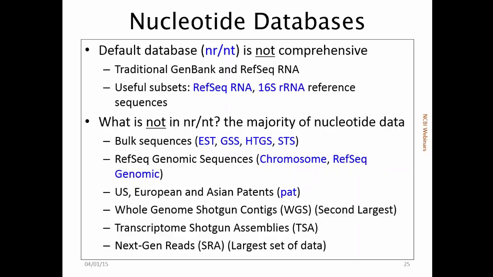And then finally, the transcriptome shotgun assemblies. This is a very large set of data that's growing rapidly. These are assemblies of next-gen sequences into cDNAs in particular, but they're not very well annotated. So they're not included in NR, but they're useful to search, especially if you're working with an organism that doesn't really have a lot of support at the traditional GenBank level.